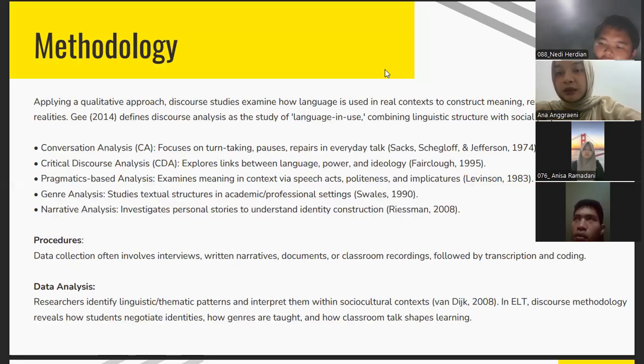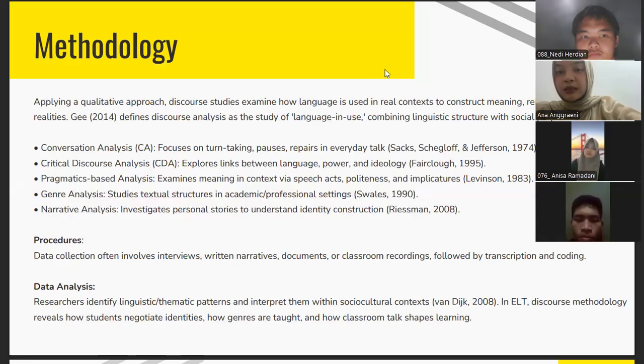Next is genre analysis. Swales, 1990, developed this to study the structure of text in academic or professional settings. For example, a research article usually follows the structure of introduction, method, result, and discussion. So by using genre analysis, we can help the students learn how to write academically.